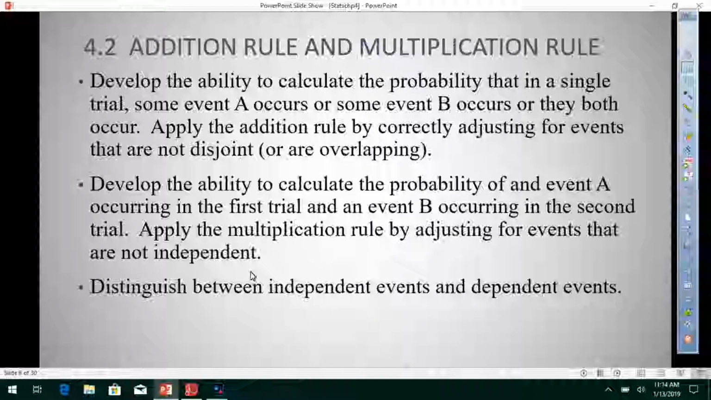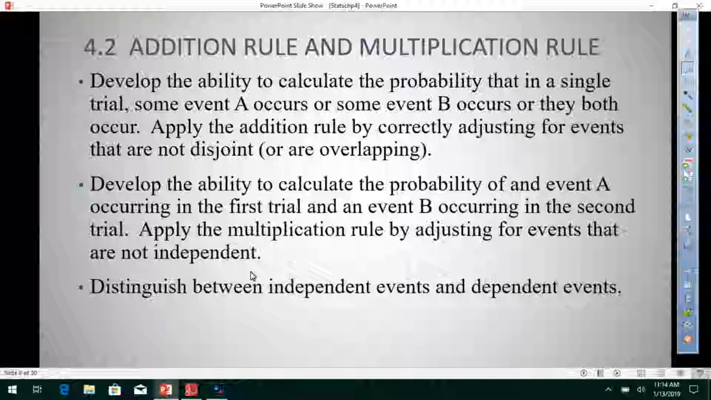Statistics lesson 4.2, addition rule and multiplication rule. Three objectives. Develop the ability to calculate the probability that in a single trial, some event A occurs and some event B occurs, or they both occur. Apply the addition rule by correctly adjusting for events that are not disjoint or overlapping.